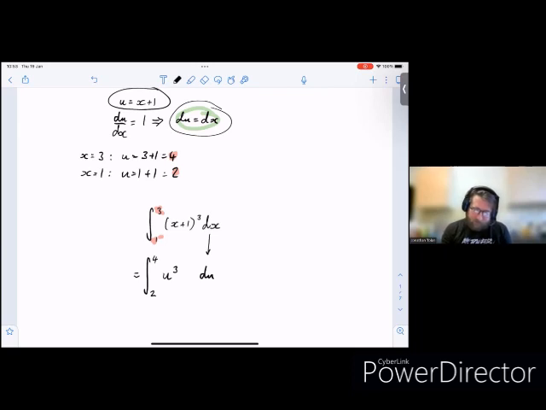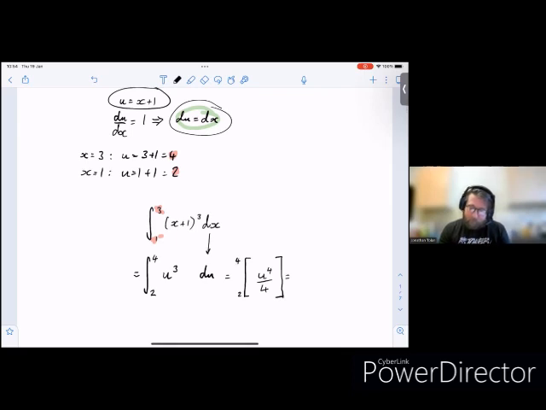We learned how to do that last year. We just use square brackets because we've got limits, and we add 1 to the power, divide by the new power, and we're going to evaluate that between the two limits, 2 and 4. So sub 4 in there, we get 4 to the 4 over 4, which is 64. Sub 2 into there, we get 2 to the 4 over 4, which is 4. Giving us an answer of 60. Okay.